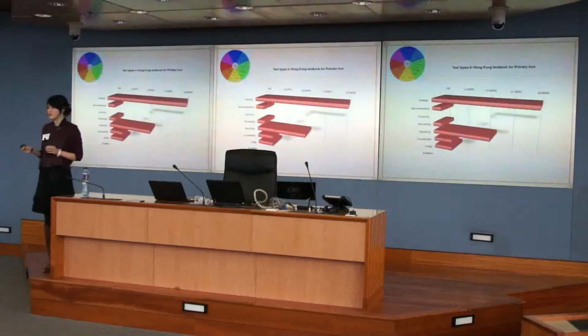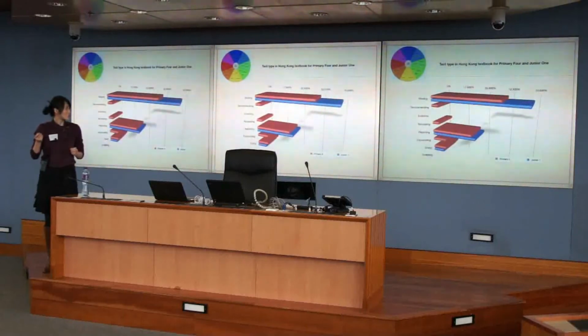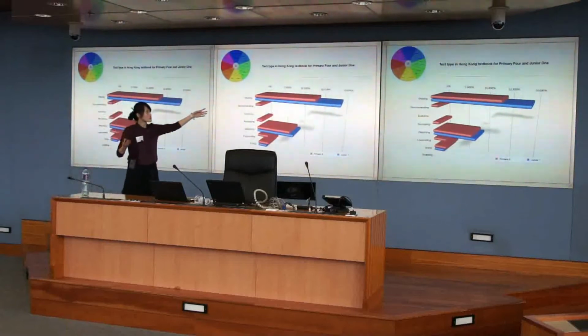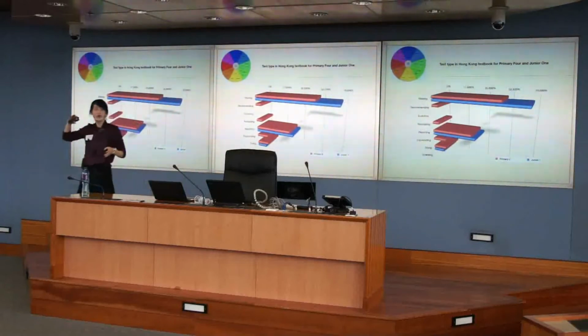I'd like to share some of the results with you. This is the Hong Kong textbook for primary 4, and let's add junior 1. You can see that in sharing, we have a certain number of sharing texts in the primary 4 textbook and a little bit more in junior secondary 1, and reporting as well.